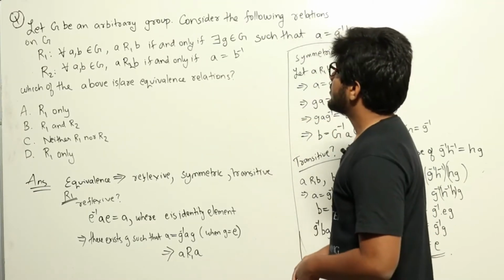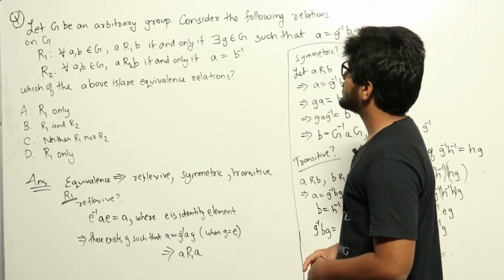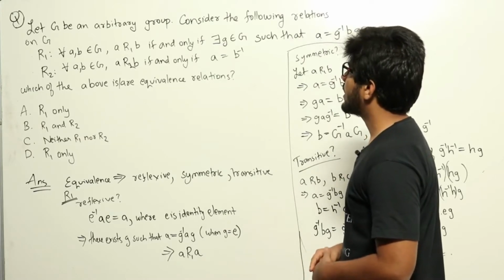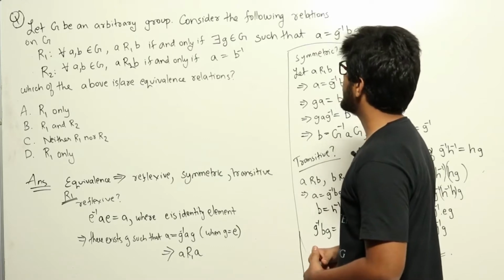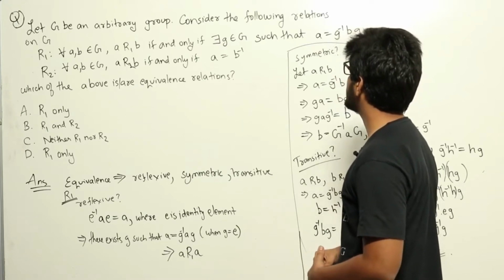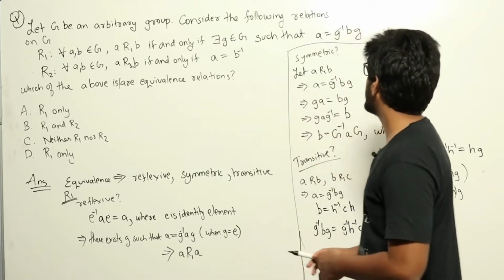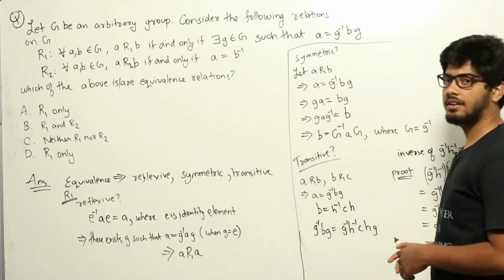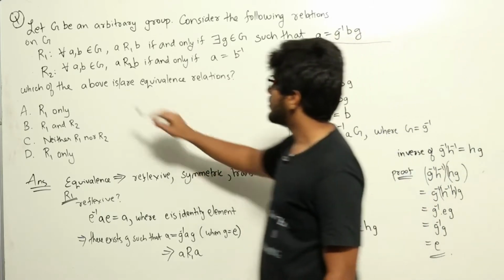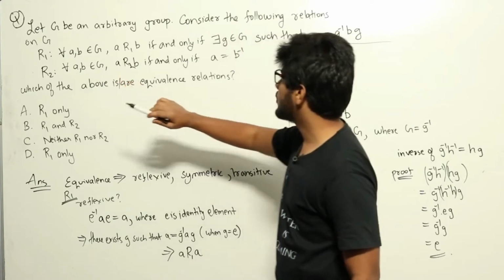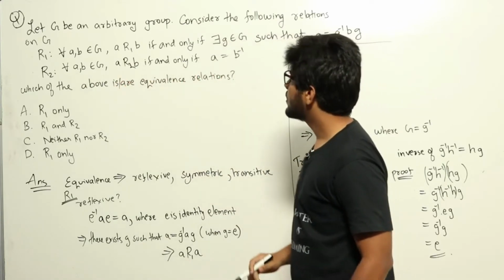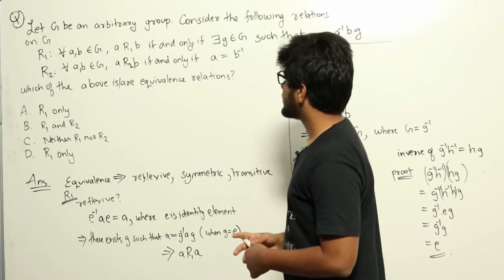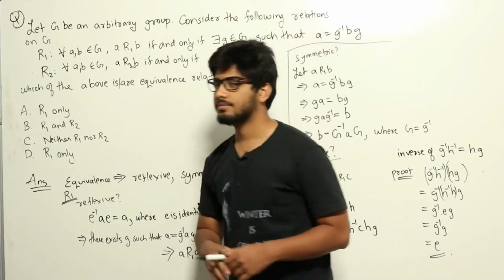Let G be an arbitrary group. Consider the following relations on G. R1: for all A, B belonging to G, A R1 B if and only if there exists g belonging to the group G such that A equals g inverse into B into g. R2: for all A, B belonging to the group G, A R2 B if and only if A equals B inverse. Which of the above is or are equivalence relations? Four options are given here.